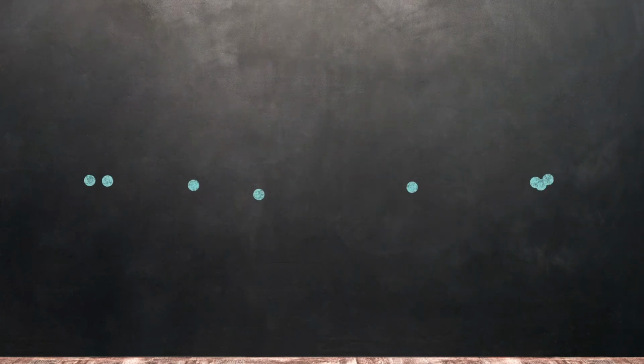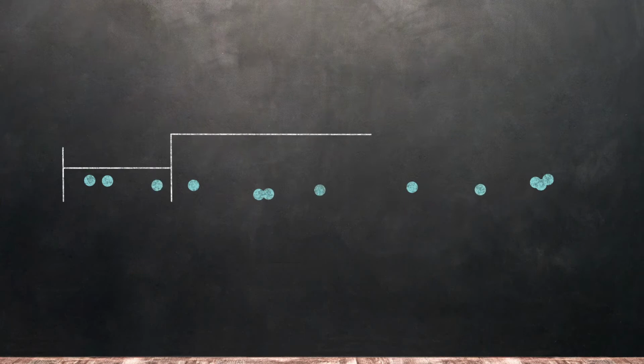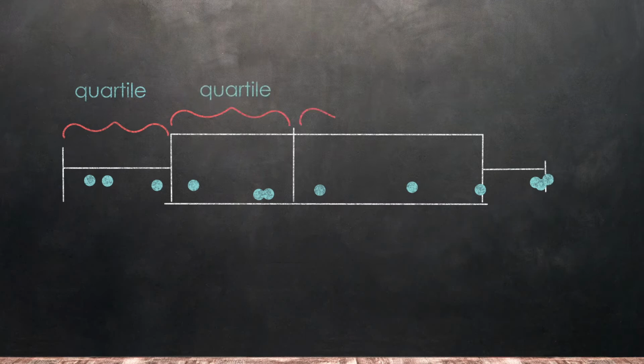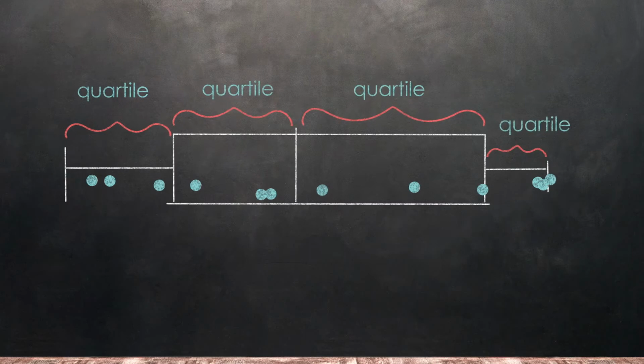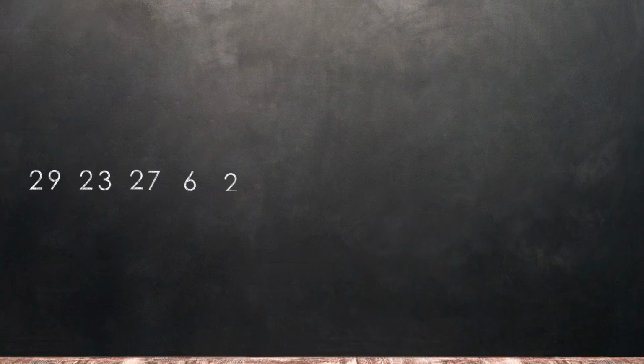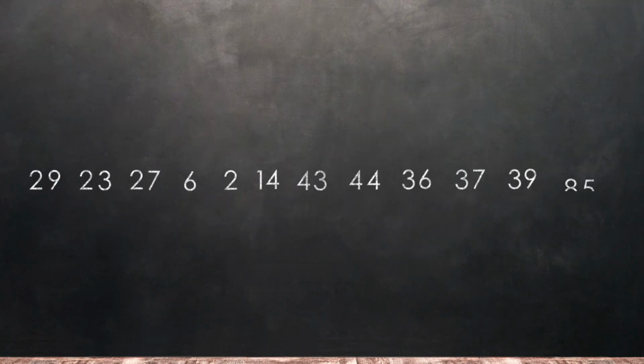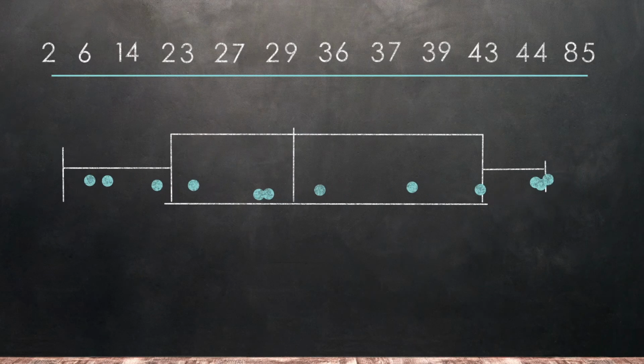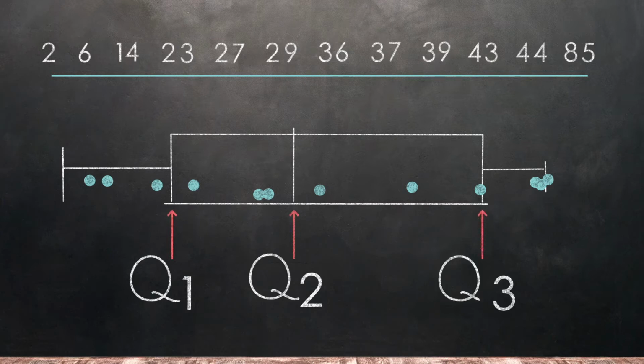The goal of the box plot is to visually divide the set of data into 4 groups or quartiles, where each quartile contains an equal number of data points or observations. Let's consider the following list of 12 numbers in our example. The first thing we want to do is to sort our list of observations in numerical order from smallest to largest. In order to complete the box plot, we need to calculate the values of Q1, Q2, and Q3.